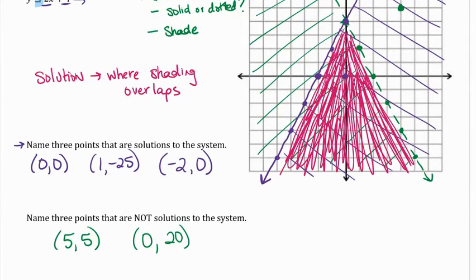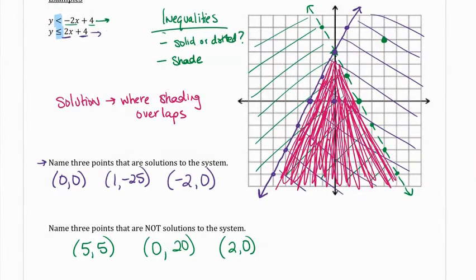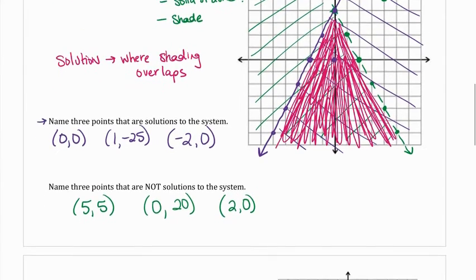Another way is you can pick one that's on a line, but if you pick one on a dotted line, it's not a solution. So if I pick the point positive 2, 0, that's over here on my green line. That is a dotted line, so that's not a solution. Solutions on lines are only solutions if they're on a solid. If they're on a dotted line, it's not a solution. Okay, so there's our graphing a system of inequalities. Graph each line, think about solid or dotted, shade each one, and then look for where their shading overlaps. And then we can name points that are solutions or not.